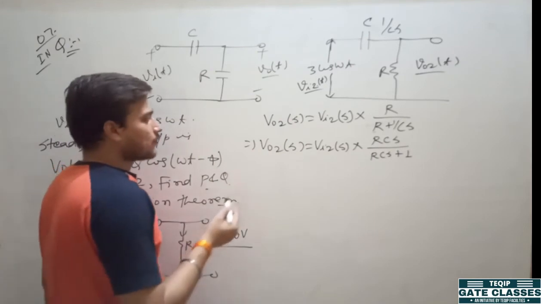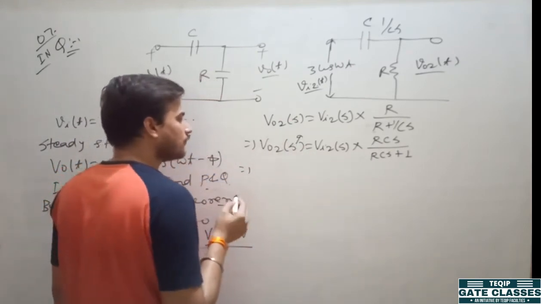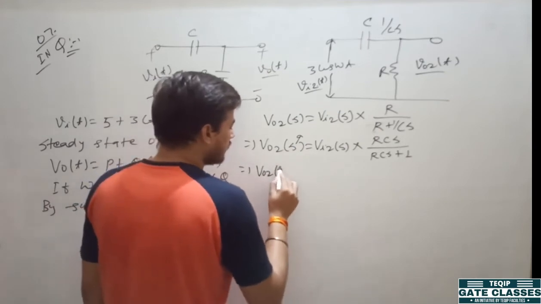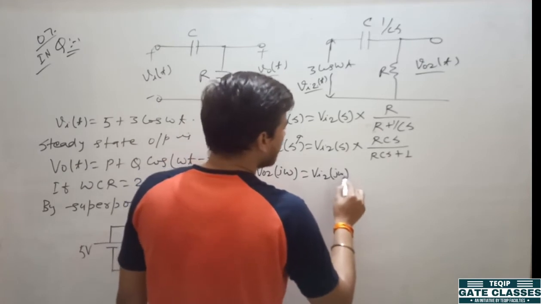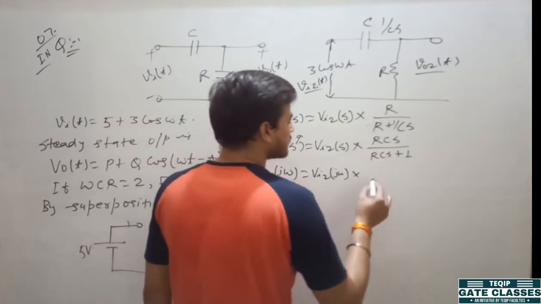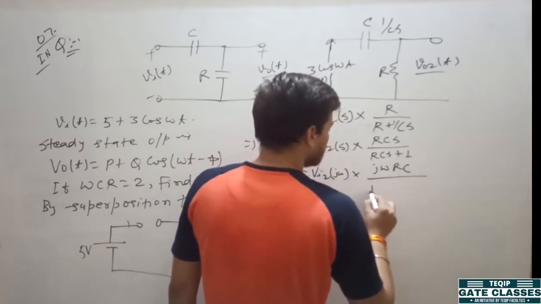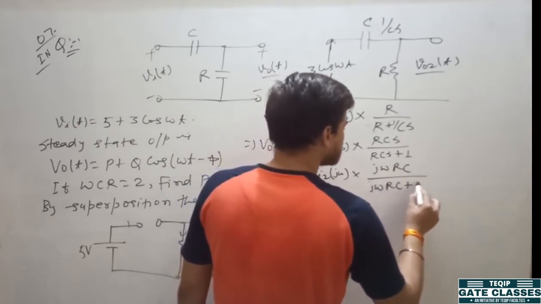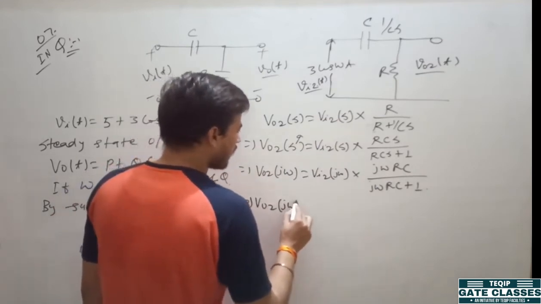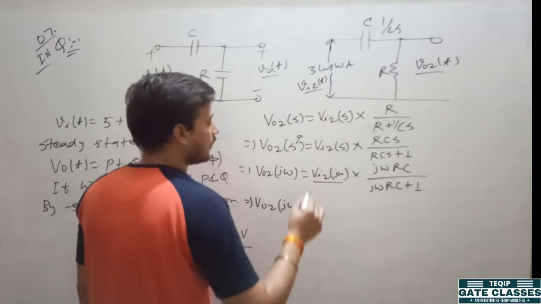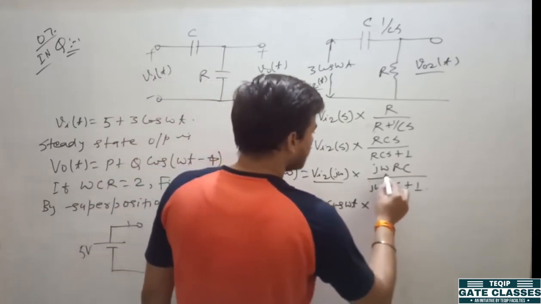So what can you do? We can replace s by j omega, come into frequency domain. So Vo2(j omega) will be equal to Vi2(j omega) into RCs, that means j omega RC divided by j omega RC plus 1. So now Vo2(j omega) will be equal to Vi2, the input voltage, 3 cos omega t, into j omega RC.